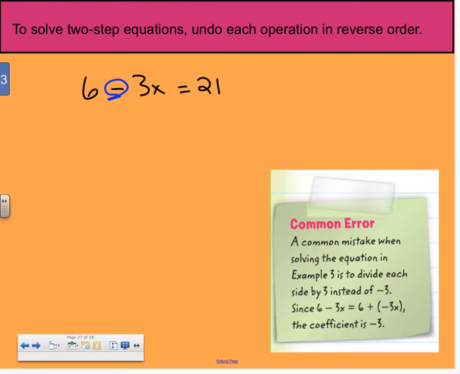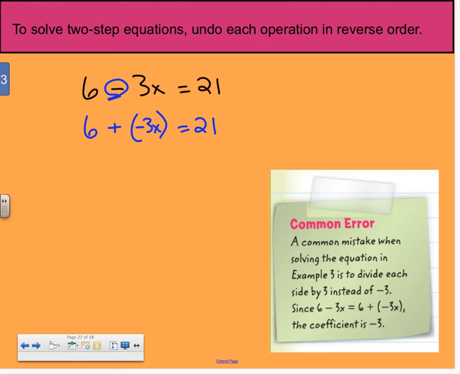Very good. So Devin says we can change a negative sign and make it plus a negative instead of subtraction. Is that something you were taught to do last year? All right. So if that helps you, here's what we're going to do. Before we do anything, we're going to rewrite this. I'm going to say 6 plus, and then I'm going to call this a negative 3x and put parentheses. You don't have to put parentheses around it if you can keep track of it, that's fine. Equals 21.